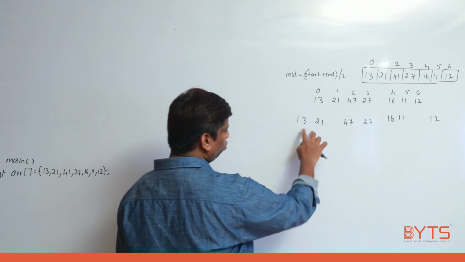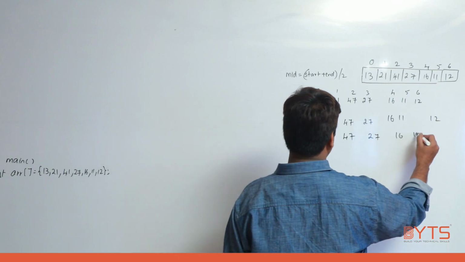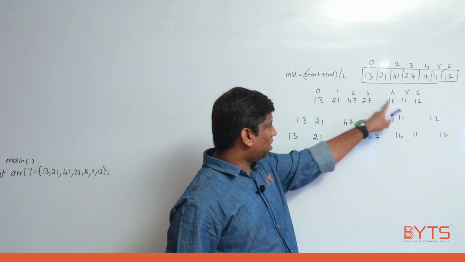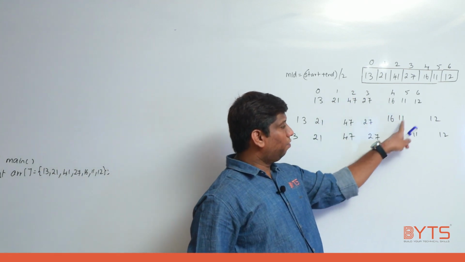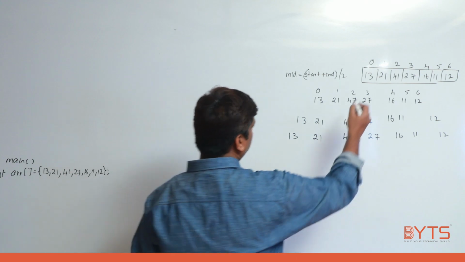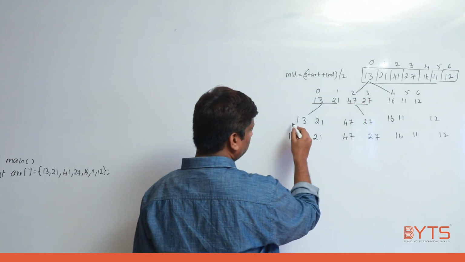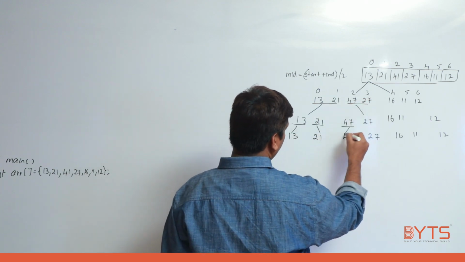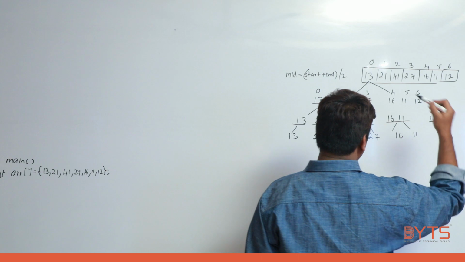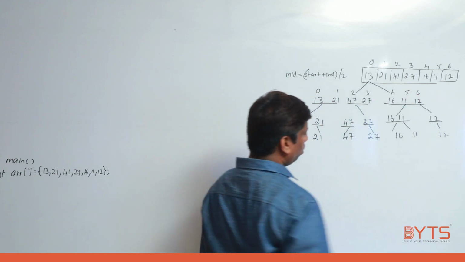Now again I will try to do the same. 13 as a separate array, 21 as a separate array, 47 as a separate array, 27 as a separate array, 16 as a separate array, 11 as a separate array, 12 as a separate array. Now what I did, I divided this into two parts. Again this one I divided into two parts, this one also, and this one, like this, right? So first I divided into two parts. Next I divided this part, this part. Next I divided this into this part, this part. 16, 11 also I divided into two parts, and 12 is only one part. So 16, 11 is divided into 16 and 11, and 12 into another array.